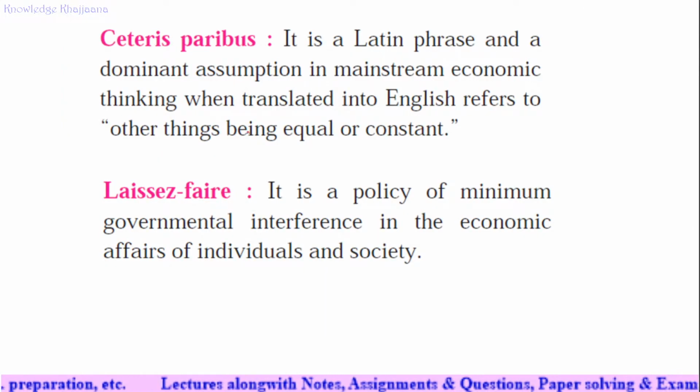Okay, what is ceteris paribus? See, it is a Latin phrase and a dominant assumption. It is an assumption in mainstream economic thinking which, when translated into English, refers to other things being equal or constant. It is in Latin, and it is called ceteris paribus.